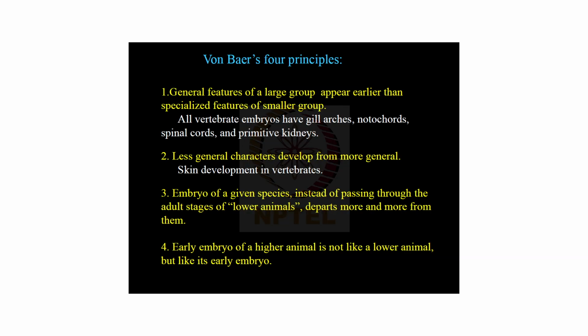It is not like that, that an organism will first pass through the adult stages of another similar organism, but not the same, and then develop inside into its own kind. No, it is not like that. Till a particular stage they will develop all the same. After that they will depart along their particular line, the particular type of development that the organism actually carries. Okay, so the early embryo of a higher animal is not like a lower animal, but like its early embryo.